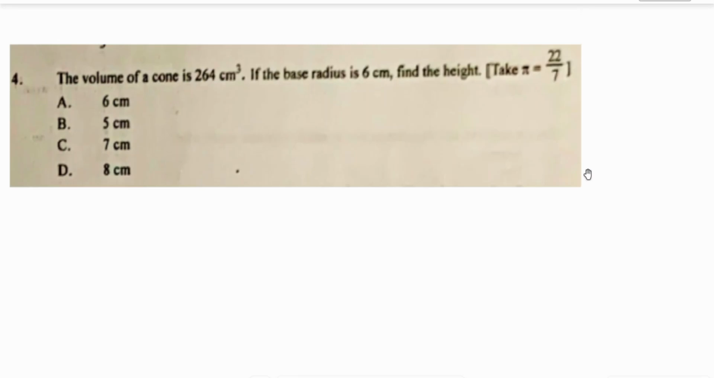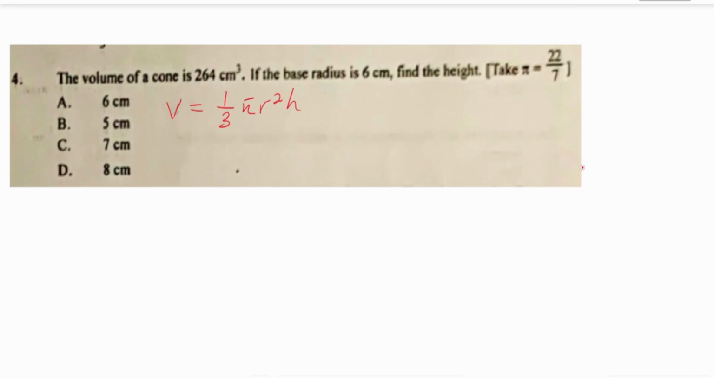Let's start right with question 4, which reads that the volume of a cone is 264 centimeter cube. If the base radius is 6 centimeters, find the height. Take pi equals 22 over 7. The first thing we will need to write will be the formula for the volume of a cone, and that is V equals 1 over 3 pi r squared h. That is a third of the volume of a cylinder.